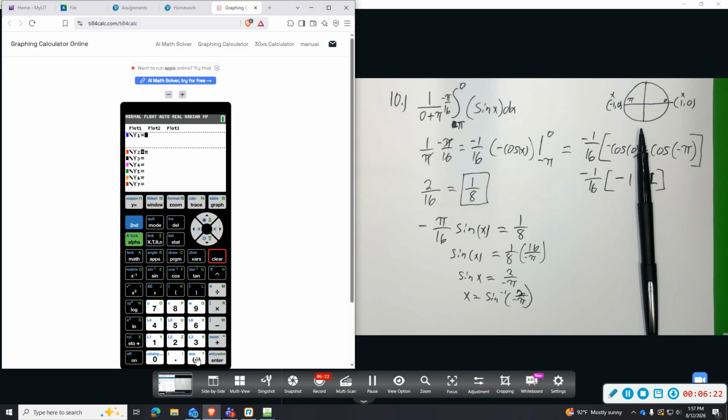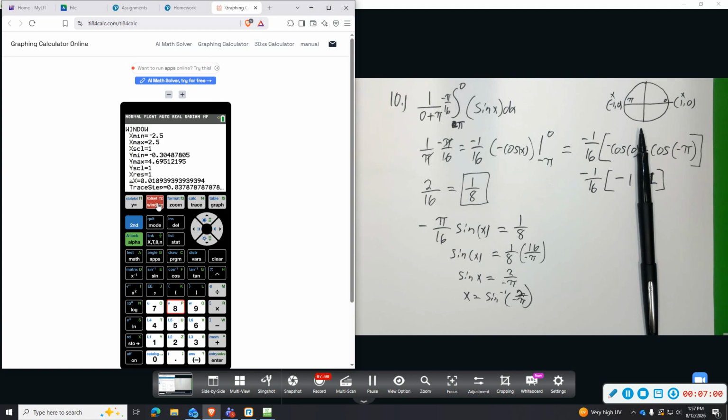So I'm going to say, in parentheses, negative pi over 16 times sine of x. Okay. So this is our function, and then we want to restrict between 0 and negative pi, so I will change the window. But I also want to get my average function, and my average was 1 over 8. So I'm going to say 1 divided by 8. So I'm going to graph both of these.